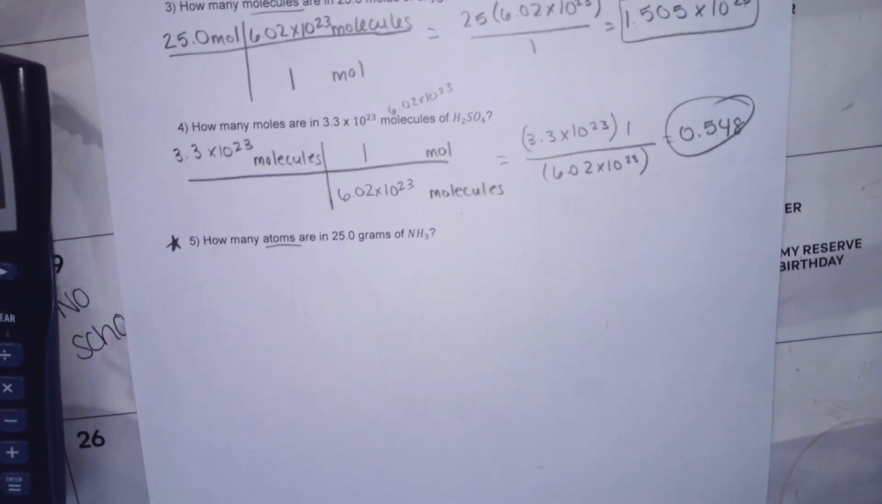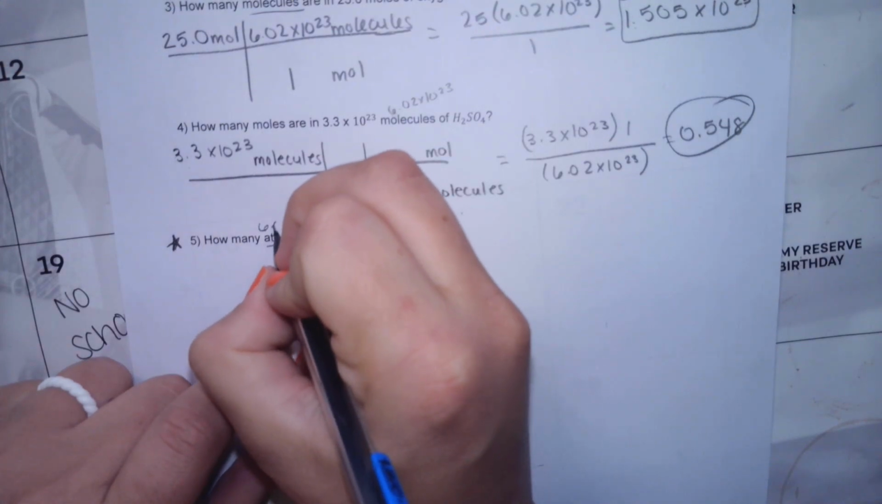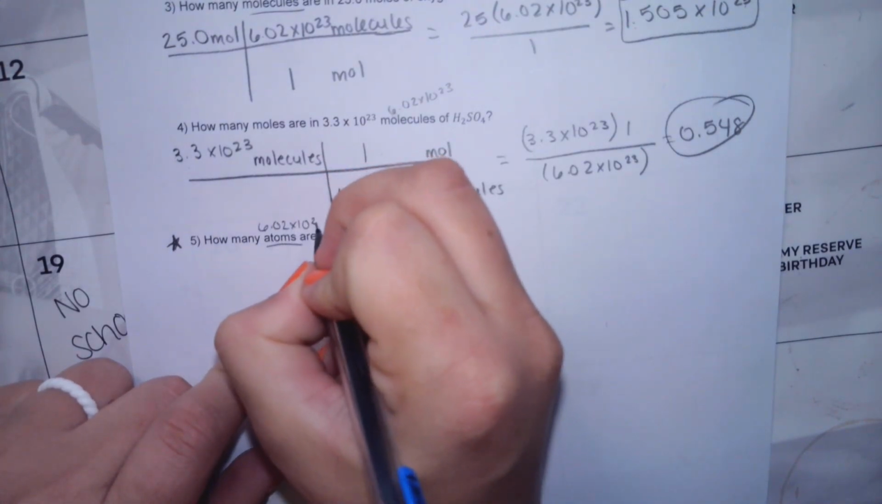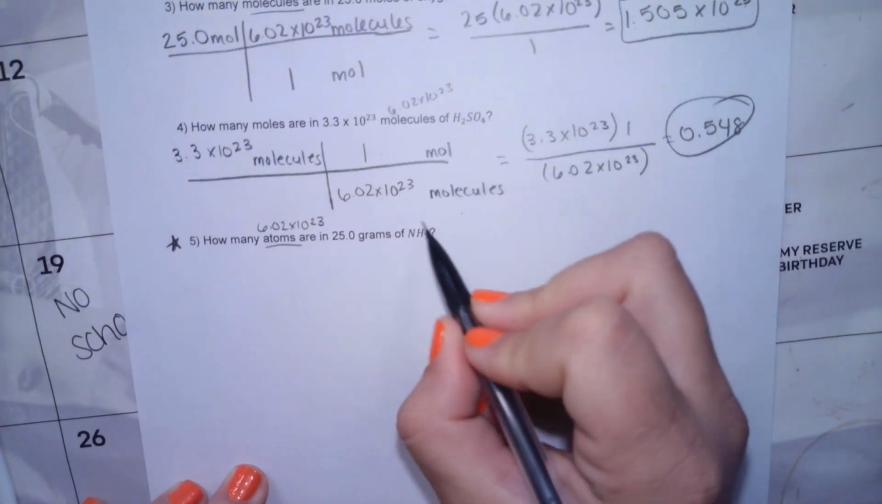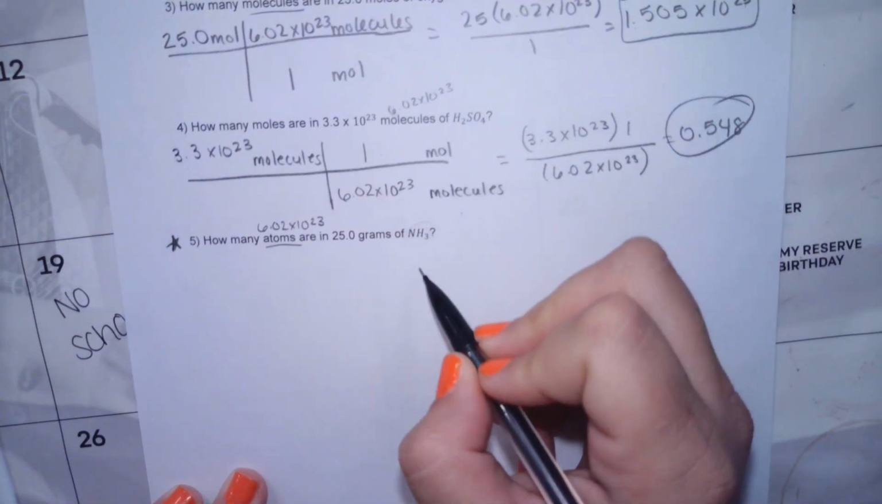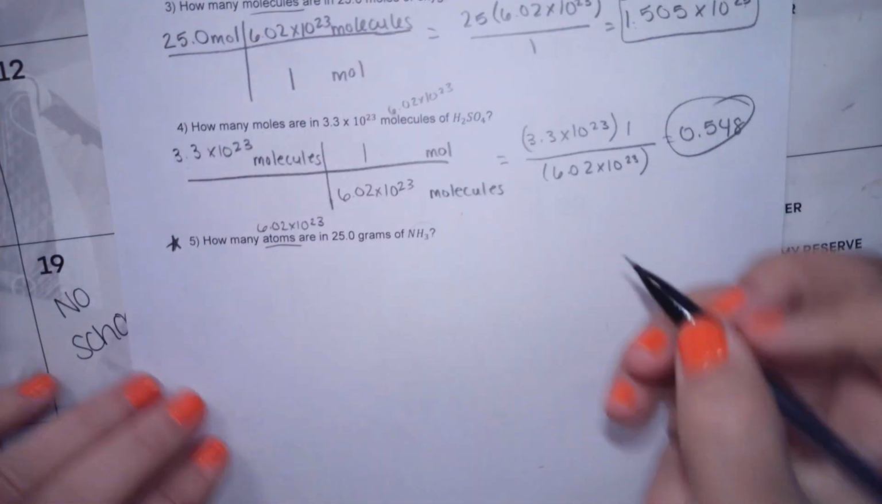Right, so looking at number 5, we have the word atoms. That tells us that we're going to need this number, our magic number. But we also have grams, which tells us we're going to need the mass from the periodic table. Okay? So let's do our first step and set up our T-chart.